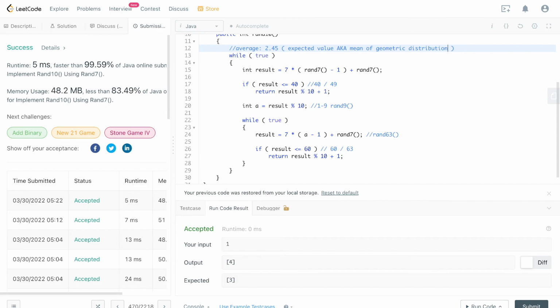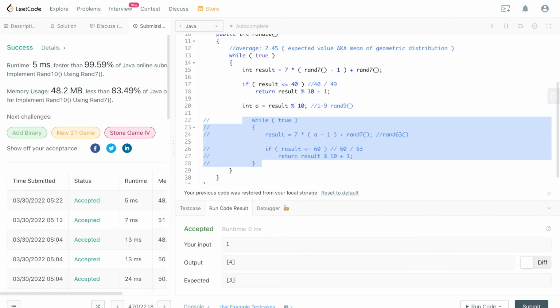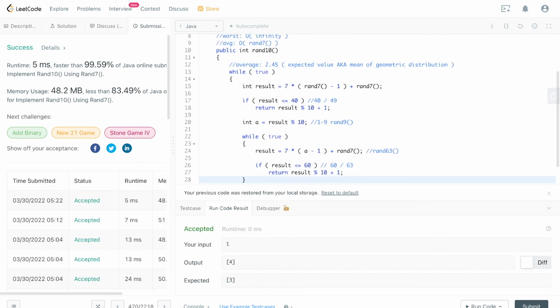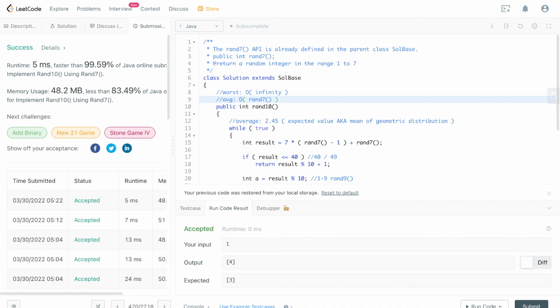But yeah, I'm not familiar with how to calculate this, I'll be honest. But it's obviously less than 2.45, because it was 2.45 without this. And if I optimized it with Rand63, then it comes out to 2.2 something, I think. But I'm not 100% sure, I'll be honest. I'm not a mathematician.